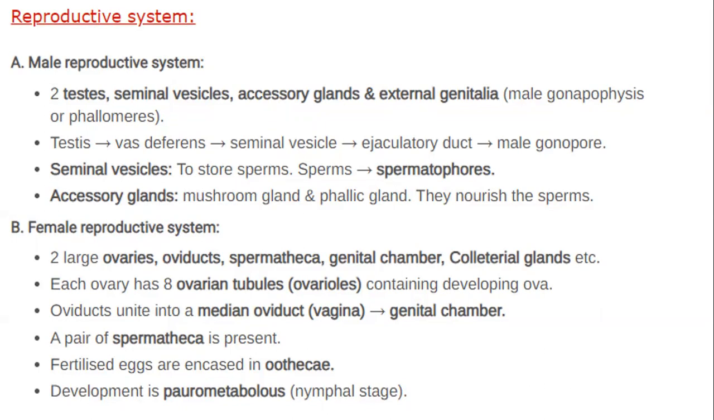The female reproductive system has two large ovaries, oviducts, spermatheca, genital chamber, collateral glands, etc. Each ovary has 8 ovarian tubules or ovarioles containing developing ova, and the oviducts unite into the median oviduct, that is the vagina, leading to the genital chamber. A pair of spermatheca is present, fertilized eggs are encased in ootheca, and development is paurometabolous, that is through the nymphal stage.